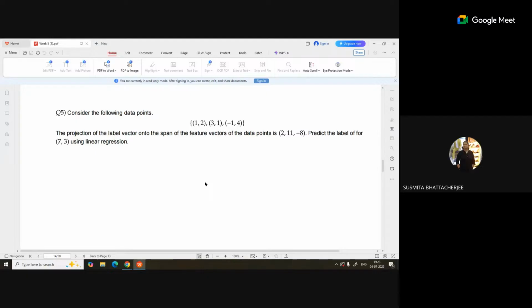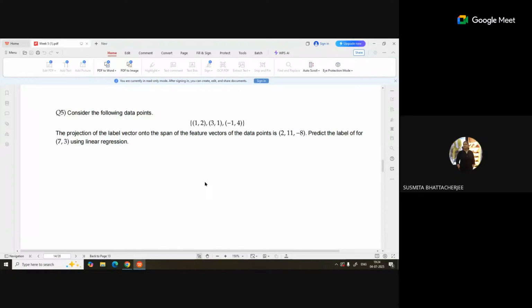Sir, are you there? Yes. Sir, this 2, 11 and minus 8, it is the Y prediction, no, sir? Yes, it is the Y prediction, but if you remember, it is in the span of the feature vector. So it is actually Y only, right? Because let's say it is W star.